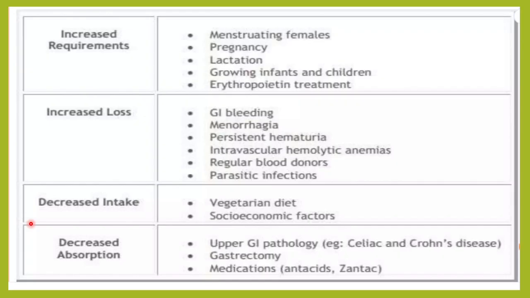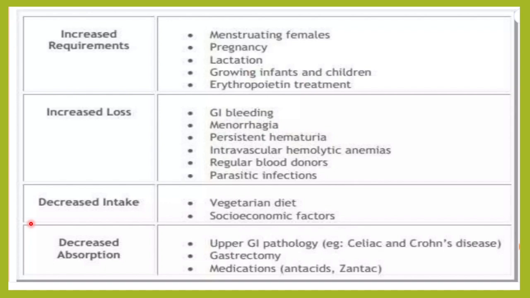Or children, growing infants, they are growing, so they will require more of these nutrients, and hence there are chances that these kids might end up having anemia. So certain conditions where there is increased requirement, there will be anemia.